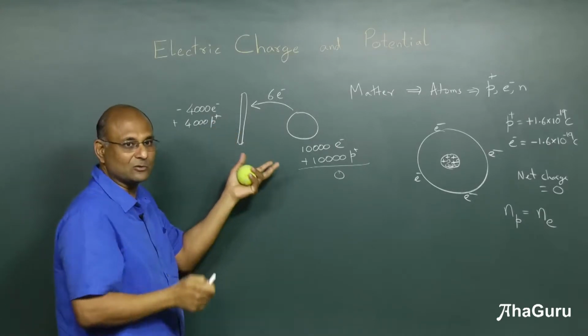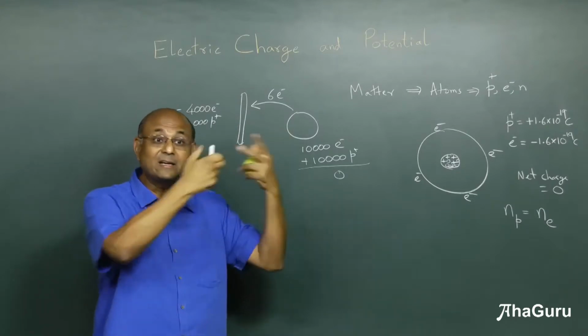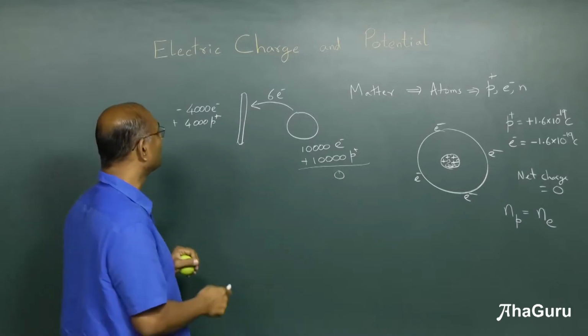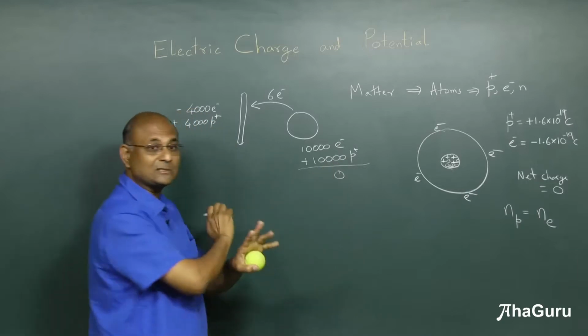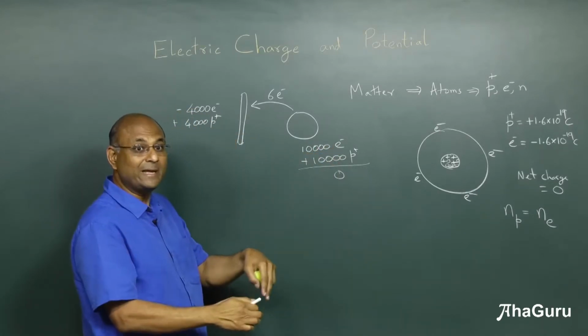Of course, it won't be 4,000. I want you to understand that 4,000 is just a number. Actually, you have trillion electrons. You have a huge number. I'm just writing 10,000 and 4,000. But once I transfer 6 electrons, the number of protons has not changed. The number of electrons is reduced by 6.